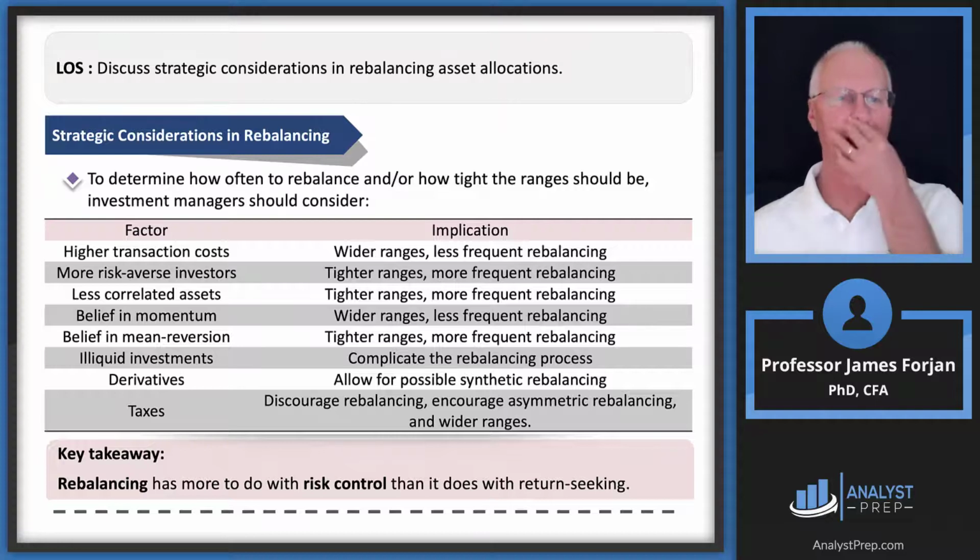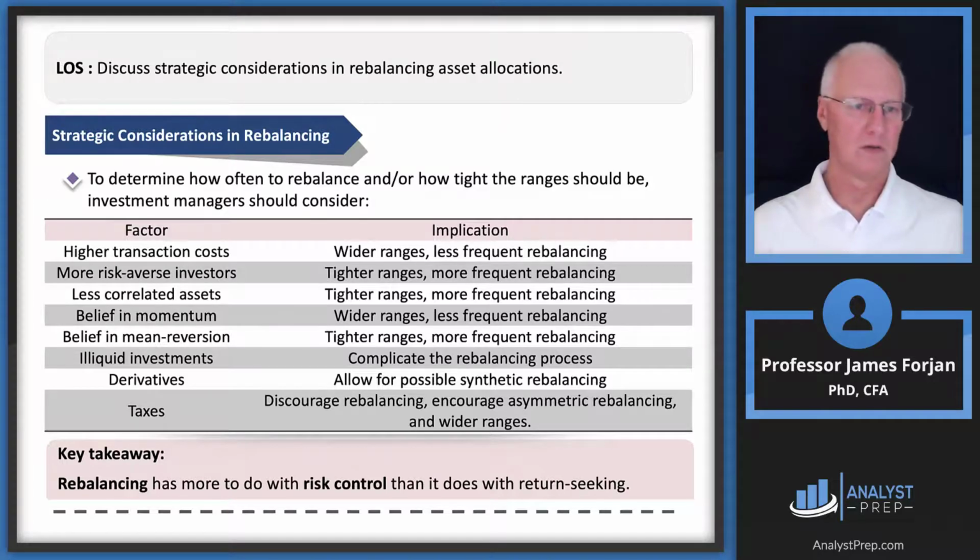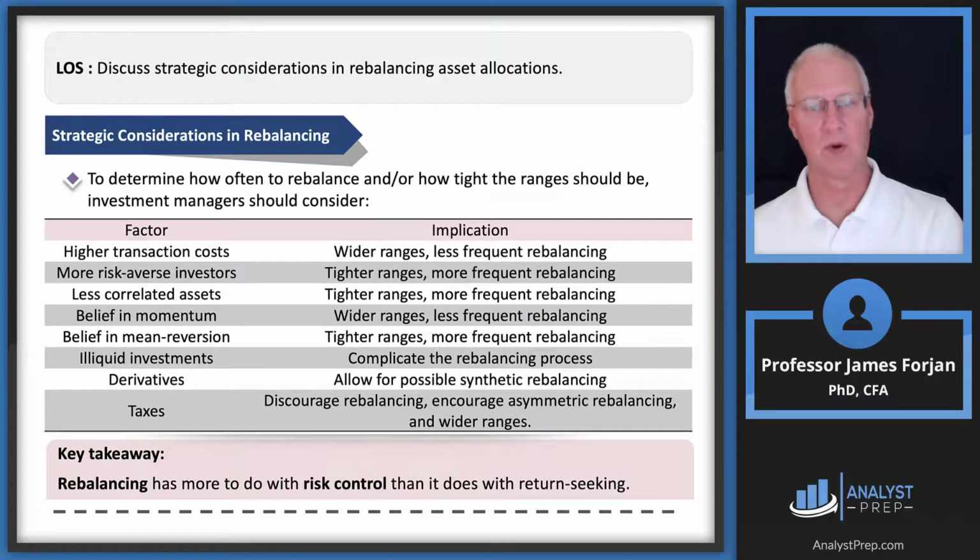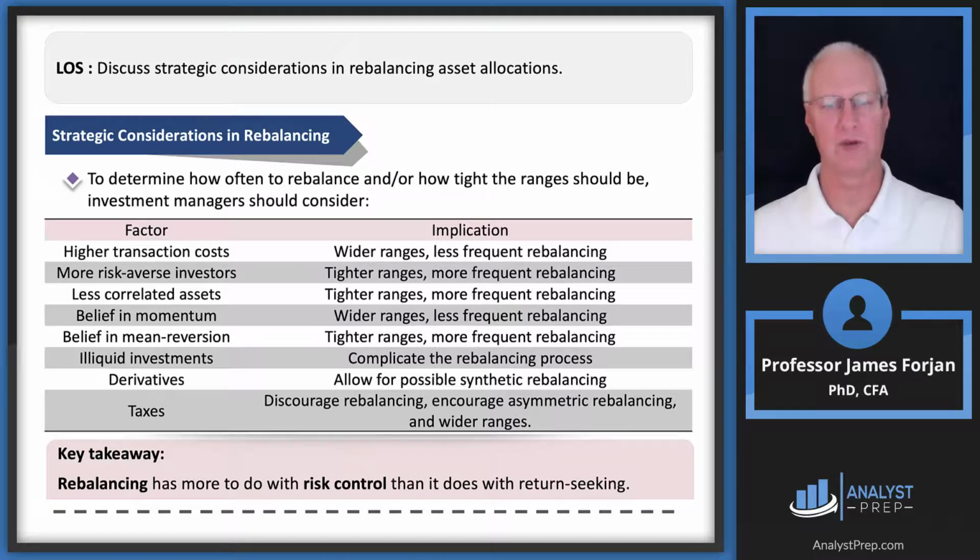So here's a good final slide on strategic consideration. So what factors are important? Transaction costs, risk aversion, correlation, momentum, mean reversion, liquidity, derivatives, taxes. All right, so we have all these factors over here, and here are the implications about acceptable rebalancing. So take your phone out, take a picture of this. Look at that last sentence down there. Rebalancing has way more to do with risk control than it does with return seeking. That's probably a good sentence to remember.